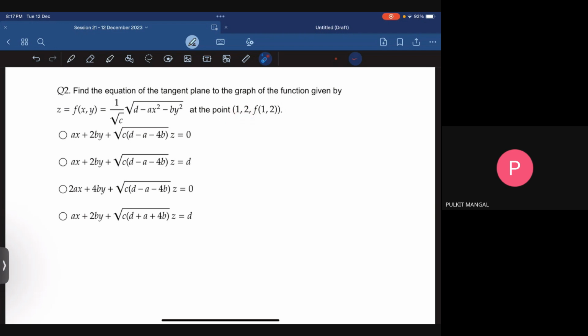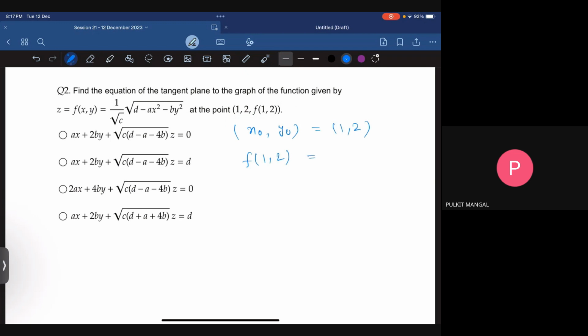If we have three variables and the vector belongs to R4, then the first three would be the point on which we are finding the tangent. The fourth component of that vector would be the value of the function. So here basically my point x naught comma y naught is 1 comma 2. So I need to first find the value of the function at the point 1 comma 2.